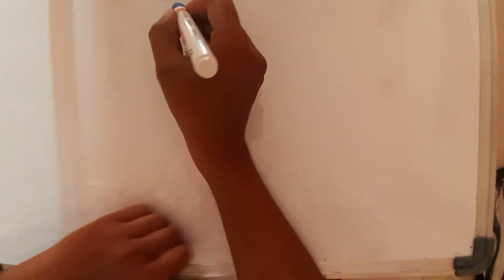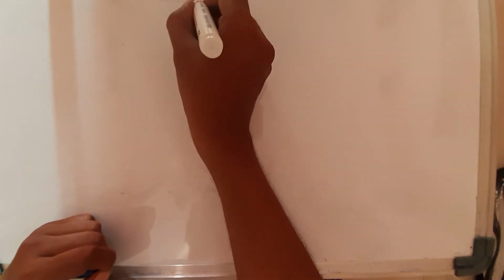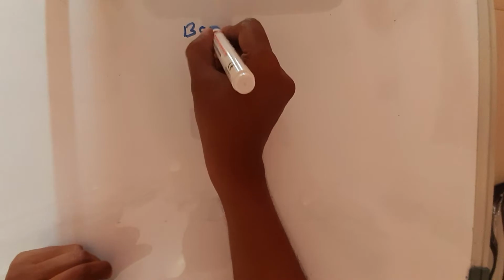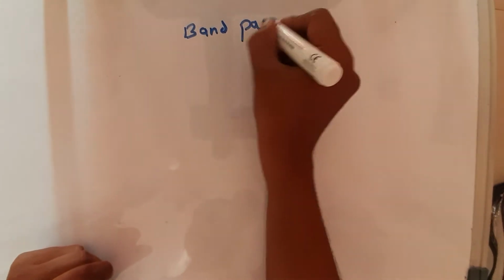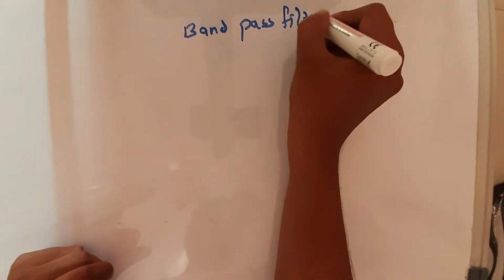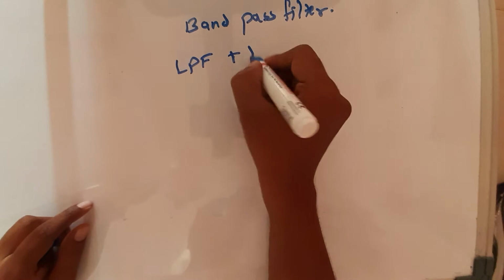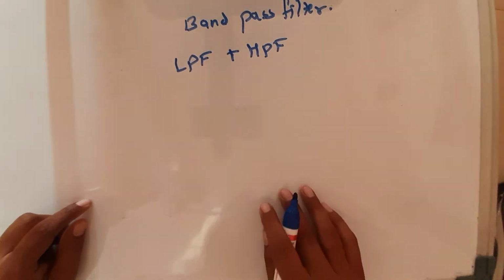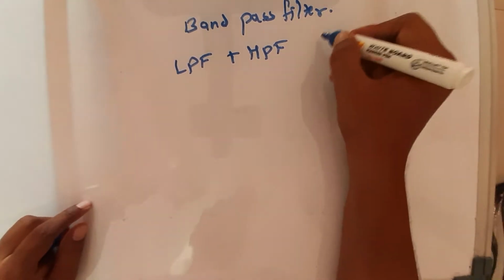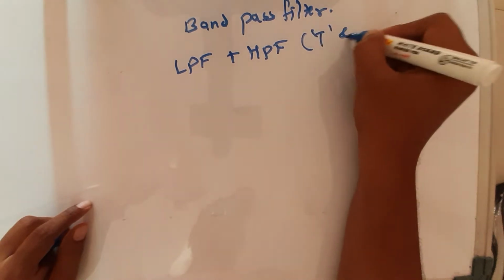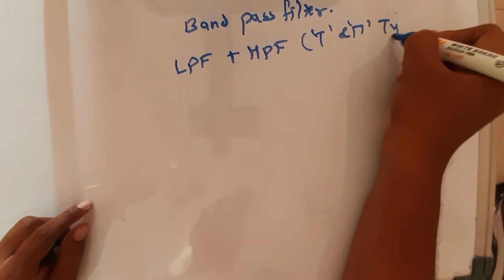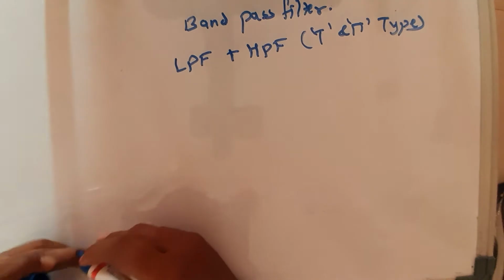Hello students, today we will see what is a band pass filter. Basically a band pass filter is a combination of low pass filter plus high pass filters. Okay, so in band pass filter we will study T type and pi type of band pass filters.